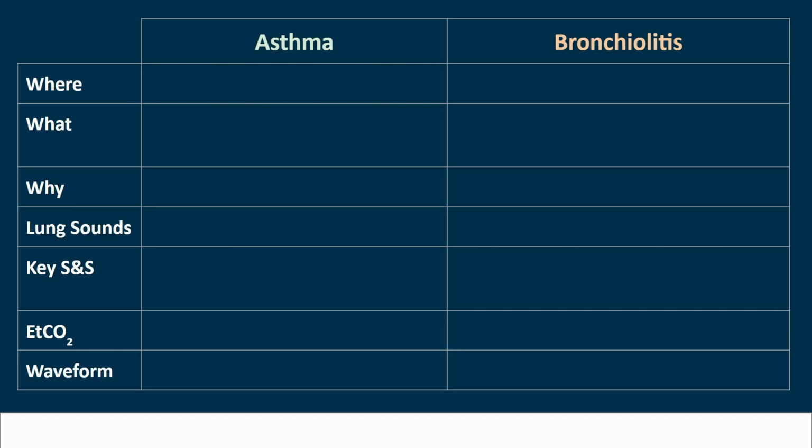It will be decreased. And it'll be shark fin, but it'll be decreased because it's an obstruction on the way out.